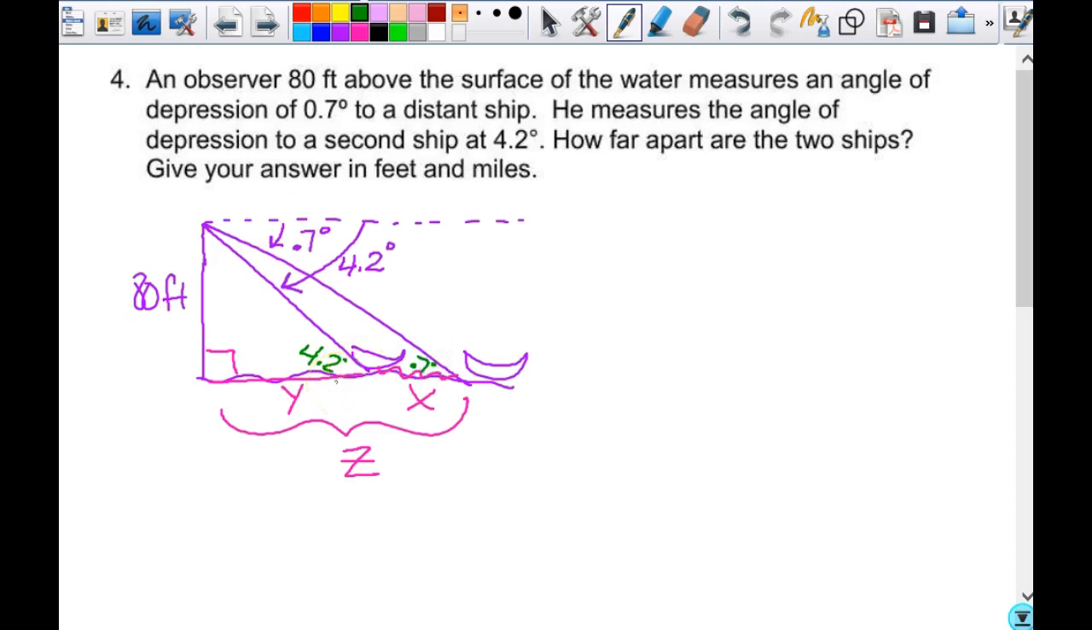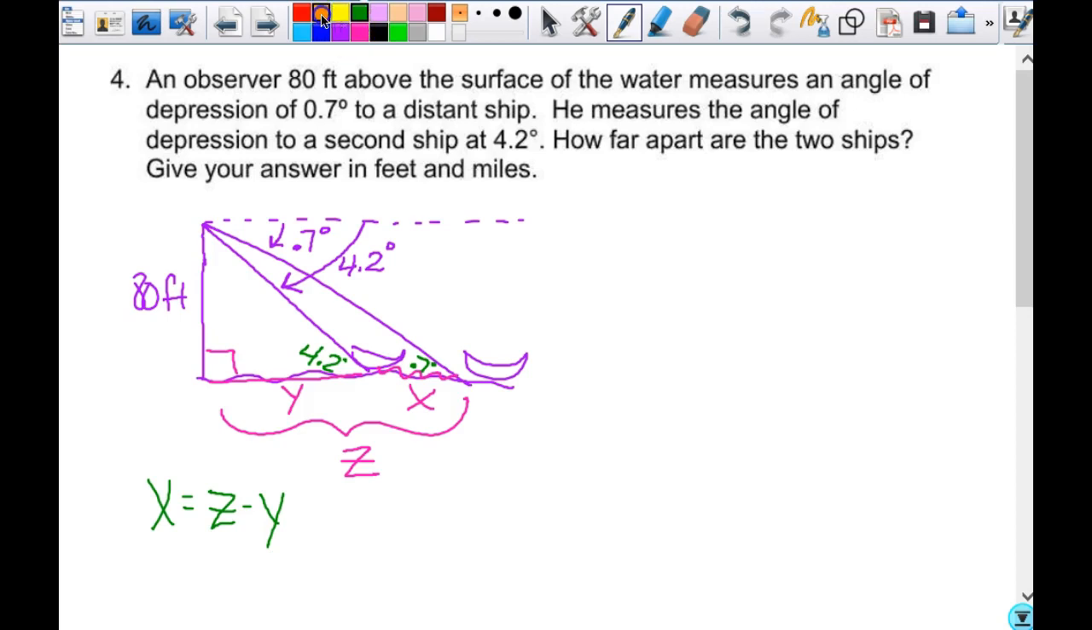Everybody good? In the end, I'm looking for x, right? X is just going to be equal to what in terms of this stuff? How do I find x if I know y and z? Z minus y, right? Which means when I find those things in the calculator, store them, yeah, because we don't want to use the rounded answer.